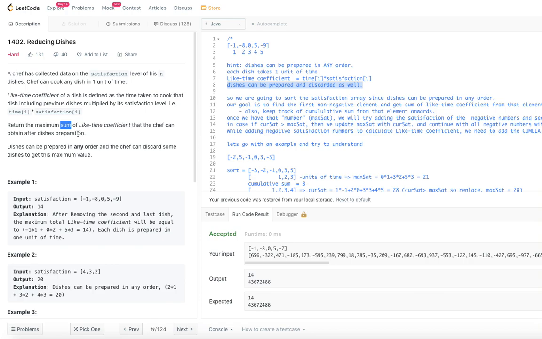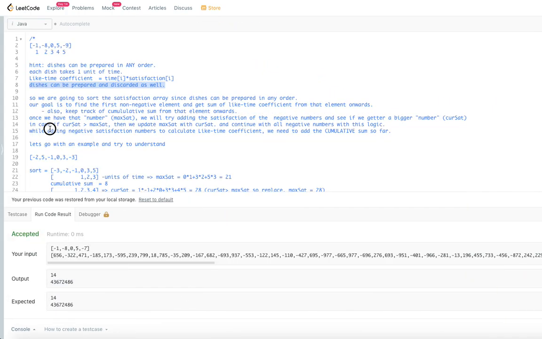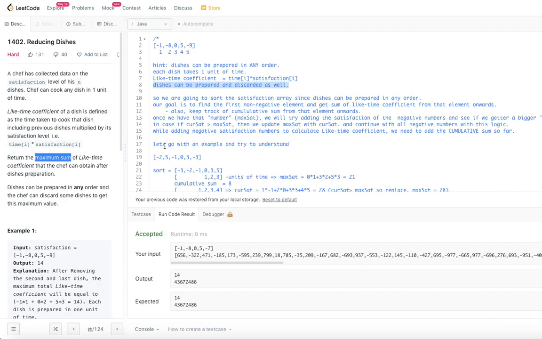Now, since the chef is allowed to discard some dishes, we can consider some dishes with negative satisfaction also, to see if it improves the overall sum, because we care about the maximum sum, right? If it improves the overall sum, right? So that is what we need to check for. So what we are essentially going to do is, let me move this way, 1 second.